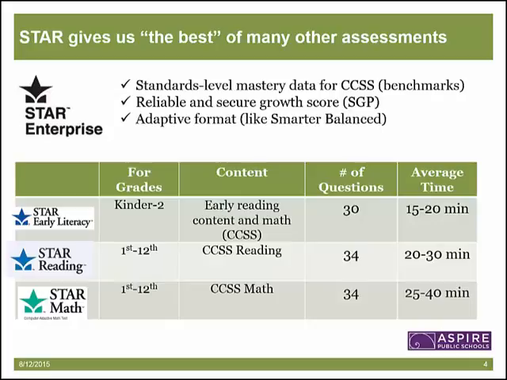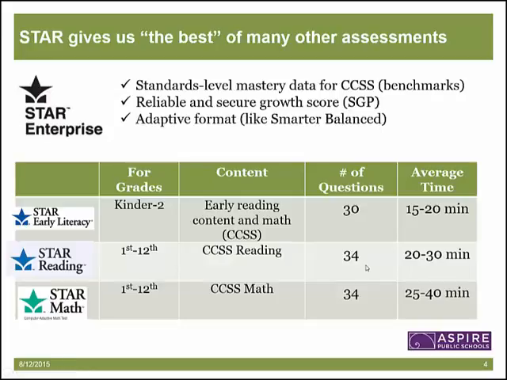Here's the breakdown for how these different tests function in terms of who they're built for and their content. So STAR Early Literacy is meant for grades K-2. It's mostly focused on early reading content and math. At the end, I think there are 5 math questions that actually come at the end of the test. It has about 30 questions and usually takes 15 to 20 minutes to complete for students. STAR Reading and STAR Math are for grades 1 through 12. They're aligned to the Common Core standards in their respective content areas, 34 questions, and anywhere from 20 to 40 minutes to actually complete.